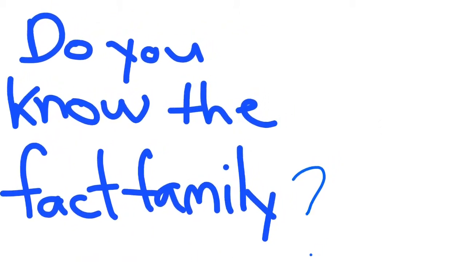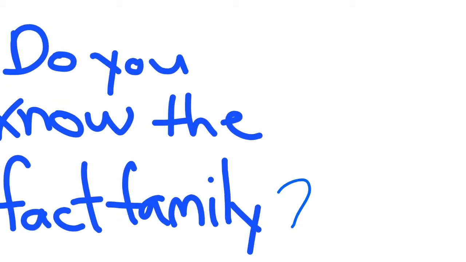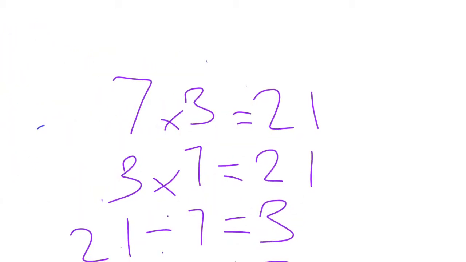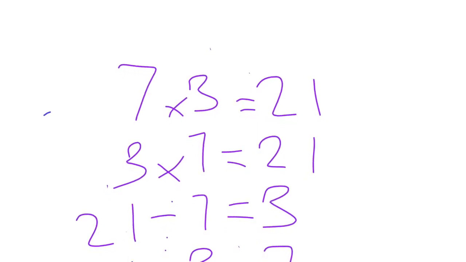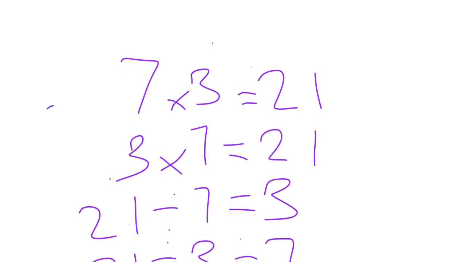This is a representation of 7 times 3. Do you guys know the fact family of 7 times 3? This is the fact family of 7 times 3. 7 times 3 equals 21. 3 times 7 equals 21. 21 divided by 7 equals 3. 21 divided by 3 equals 7.